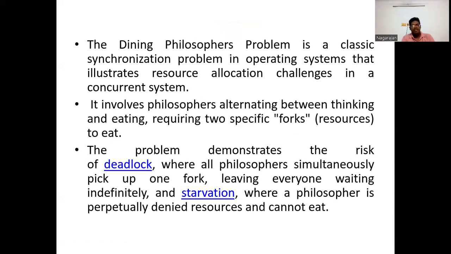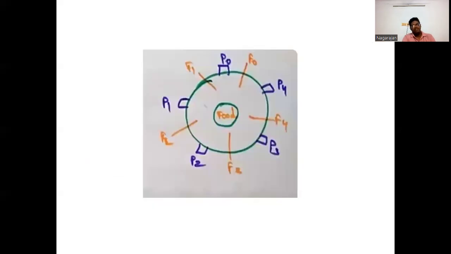Moreover, it involves philosophers who alternate between thinking and eating, and they also need two forks. If you have two forks, they can eat. Otherwise, it is not possible. And this kind of situation may create a deadlock. How can we avoid it with the help of semaphores and shared data here?